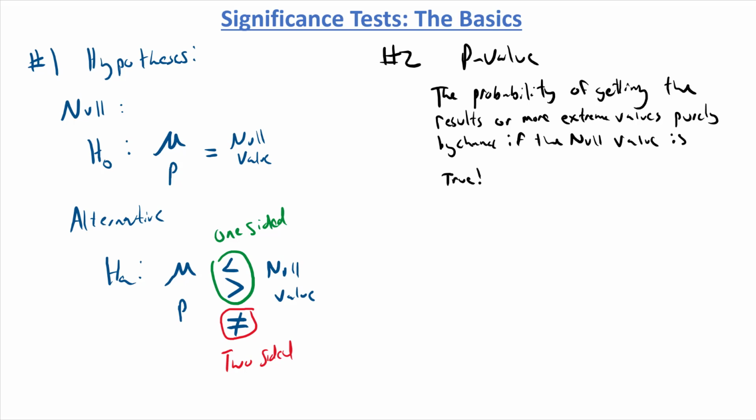So one more time, now it's written out here, you can see it. The probability of getting the results or more extreme values purely by chance if the null value is true. That's the key thing to look at, right? So if the null value is true. So I'm going to let you watch a little video example of an example problem and see what we're talking about as far as interpreting the p-value.